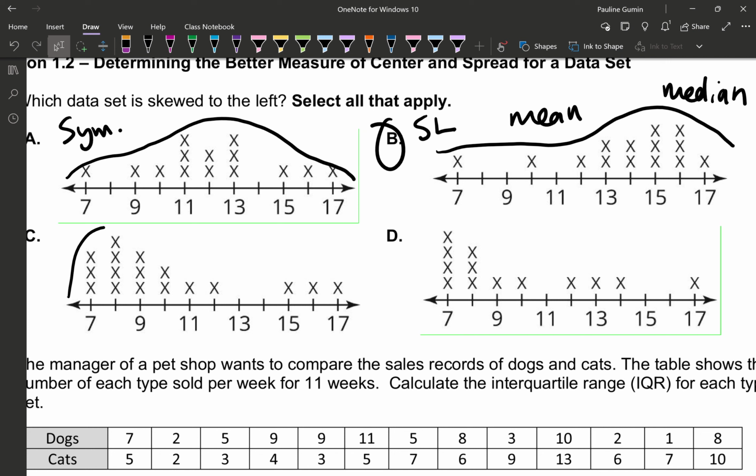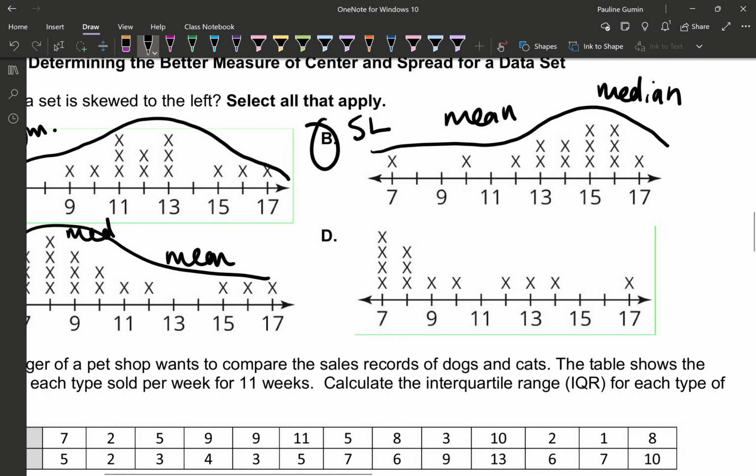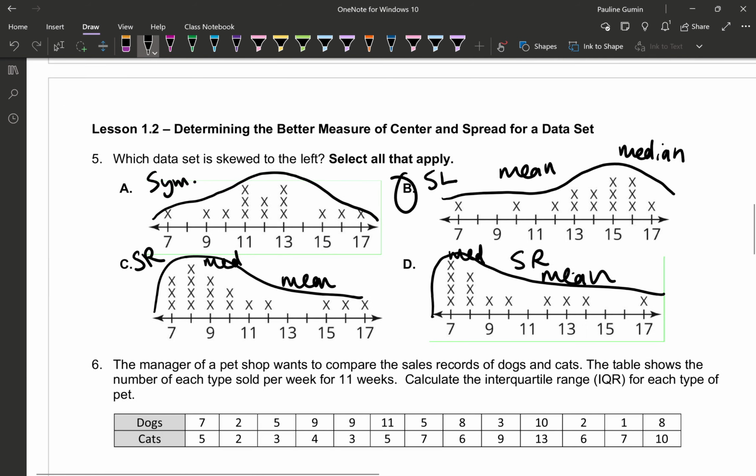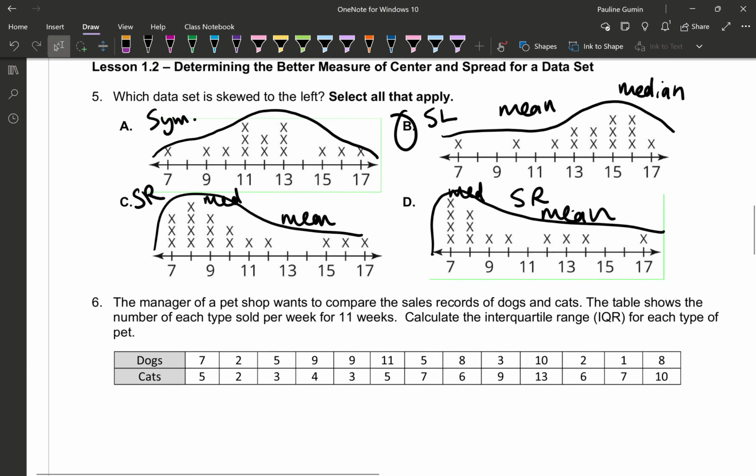Letter C. All right, it looks like our hill is on the left side. This is skewed right, which means the median is right here with our hill, but the mean is somewhere there. It is on the right side of the median. Lastly, we have letter D. That one's also skewed right because the hill is on the left, which means this is the median and the mean is somewhere there. Okay, so number 5, there was only one answer.